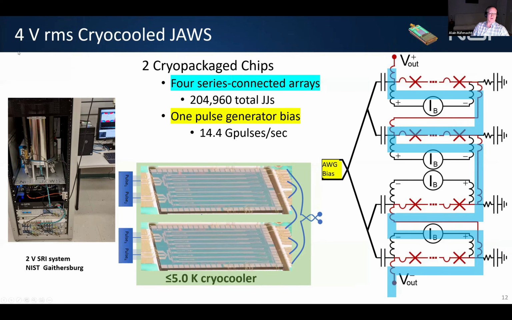And to reach 4 volts, we actually need 16 arrays connected in series. And yeah, this is the way we can basically pile up the voltage and increase the voltage for the JAWS as well. And here is shown how it is implemented on the cryocooler. And it's actually the system used for AC power at NIST Gaithersburg.